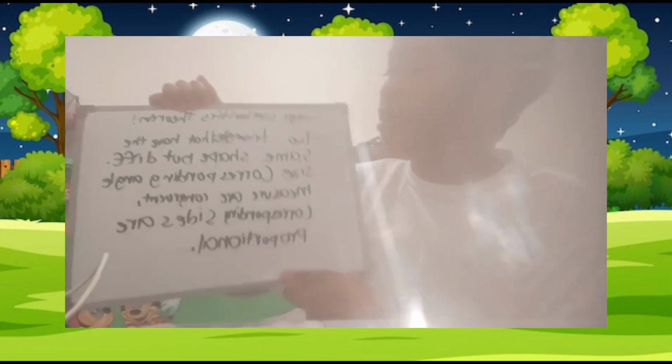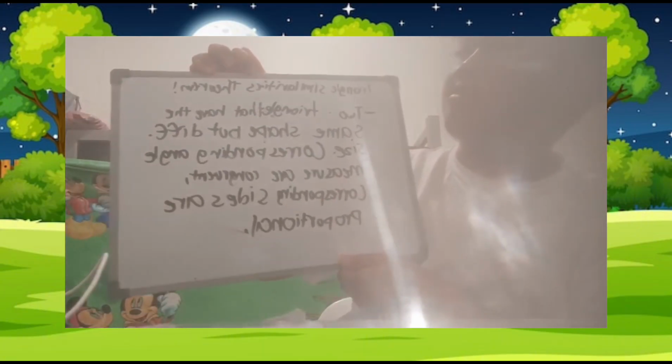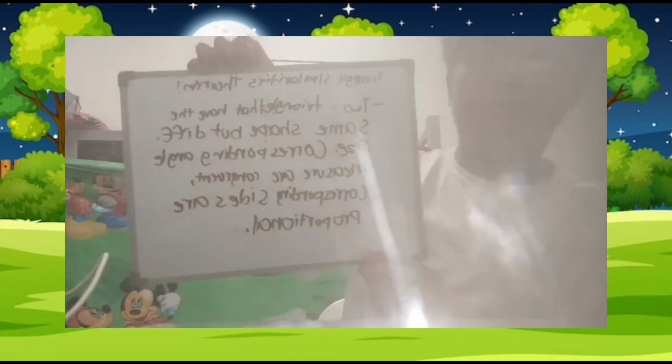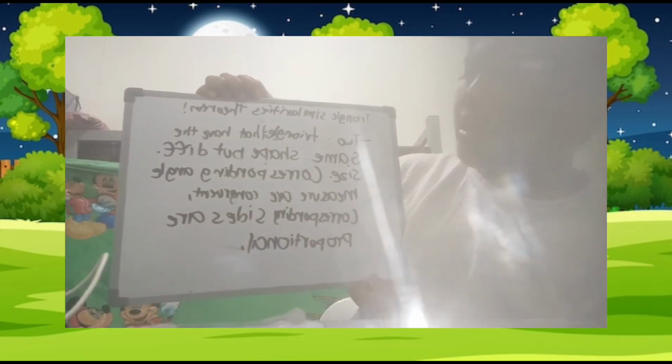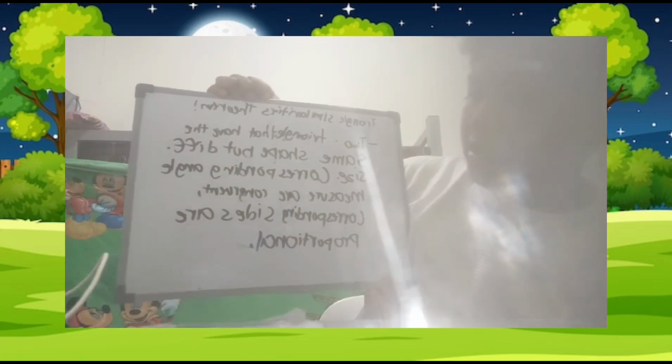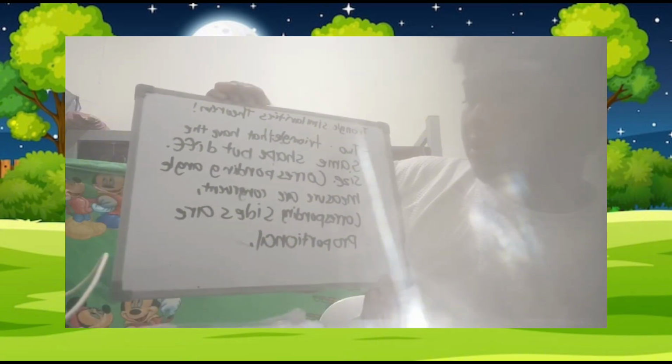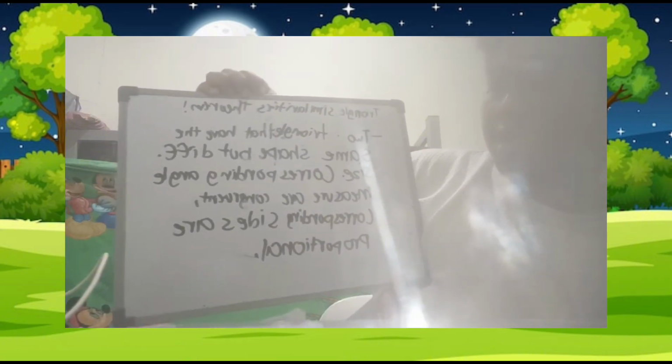Good day everyone. Today we are going to discuss triangle similarities theory. Ang definition nito ay two triangle that have the same shape but different size. Corresponding angle measures are congruent and corresponding sides are proportional. I will give you an example para ma-explain ko sa inyo kung paano yun.